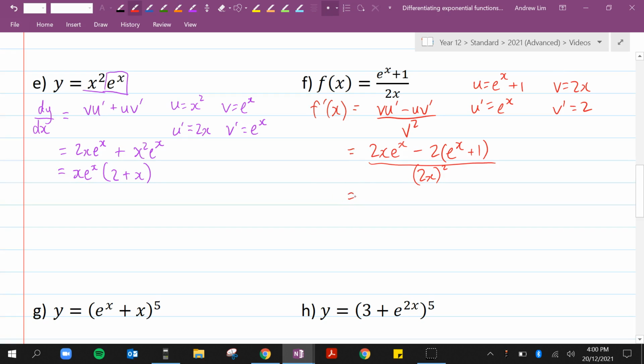Alright, let's expand and simplify. So we've got 2x e to the x minus 2e to the x minus 2, all over 4x squared. I can see that every single term here is divisible by 2. I can divide this by 2, this by 2, and that by 2, as well as this. So I'm just going to divide out the 2, leaving me with x e to the x minus e to the x minus 1, all over 2x squared.